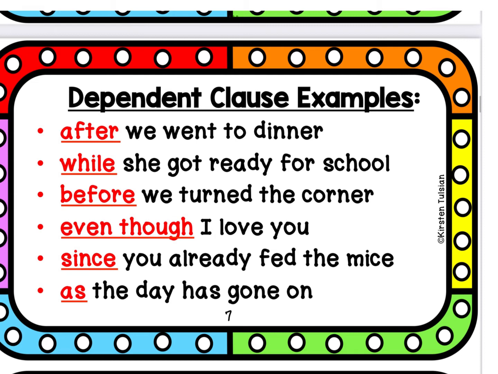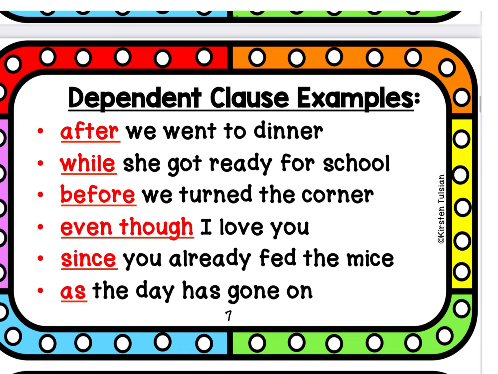Here are some examples of dependent clauses, and none of these are going to be able to stand on their own. They're all dependent, so you're going to need more information to make them a complete sentence. So we have after we went to dinner, while she got ready for school, before we turned the corner, even though I love you, since you already fed the mice, and as the day has gone on.